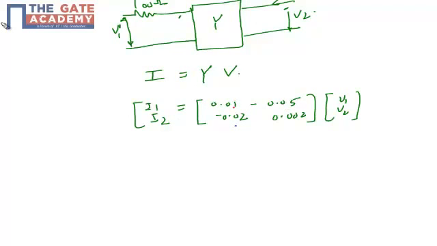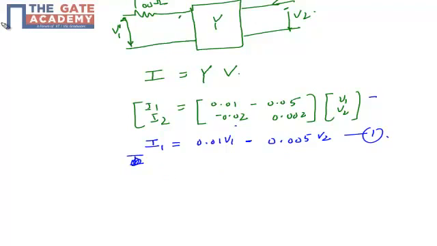Now my first equation will be I1 equals 0.01 times V1 minus 0.005 times V2. This is my equation number 1.